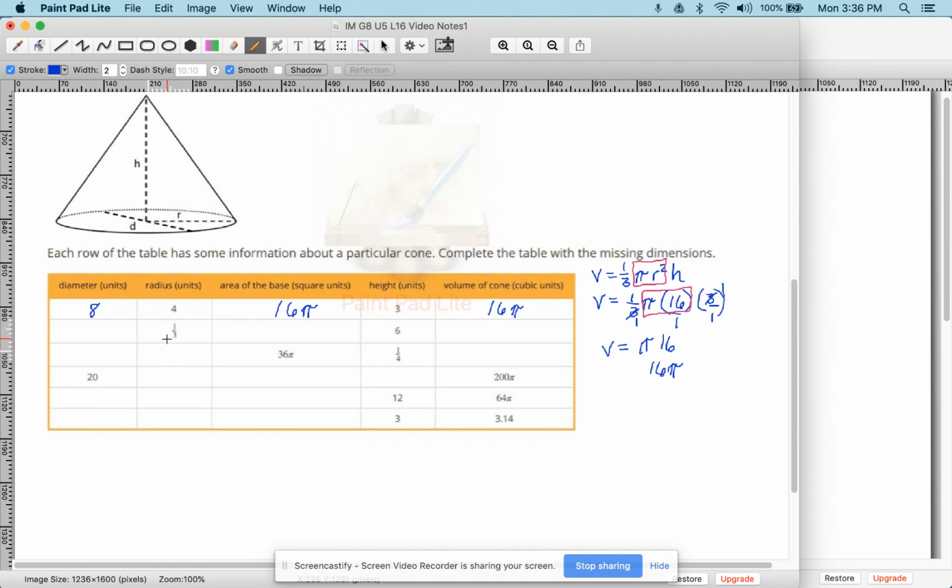So let's do the same thing again, but radius this time is 1/3 and our height is 1/6. I'm going to use this space up here.